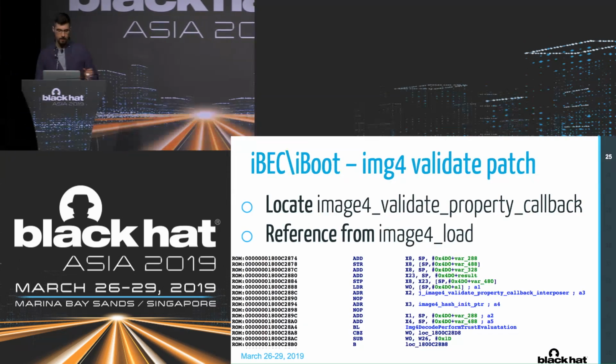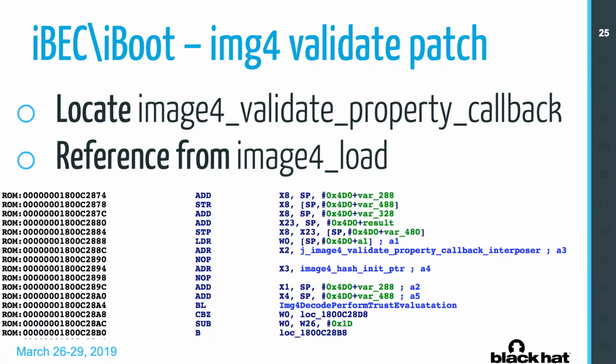So this is how it looks. For iBSS and iBoot, there is a function image4_validate_property_callback, which compares each of the properties from a boot manifest with the same properties on the device itself. If all the properties are good, it's going to continue the boot. It gets referenced from image4_load. It's an easy way to find it: just look for one of the properties, for example BNCN, and there will be only one reference to image4_validate_property_callback.